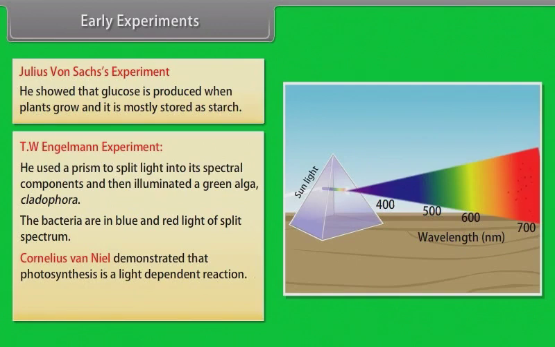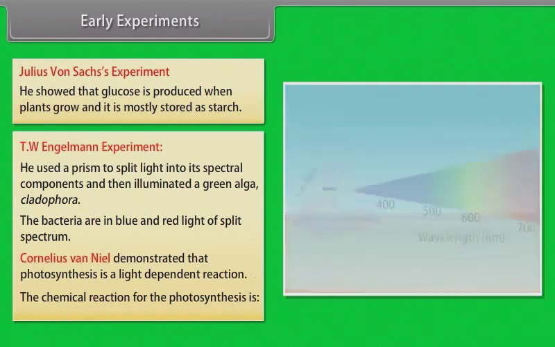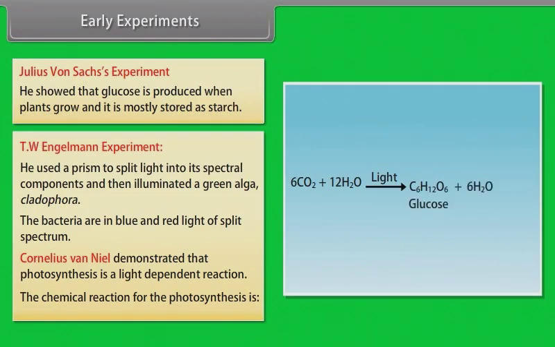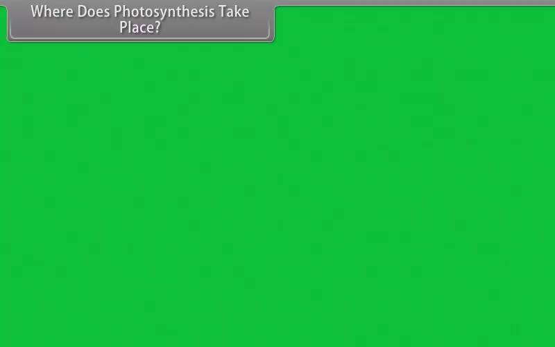The chemical reaction for photosynthesis is 6CO2 with 12 H2O in presence of light gives C6H12O6, which is glucose, with 6 H2O, which is water, and with 6O2, which is oxygen. Where does photosynthesis take place?